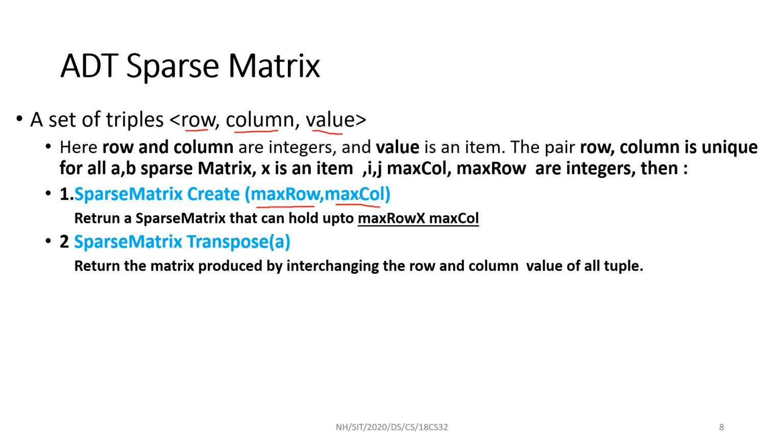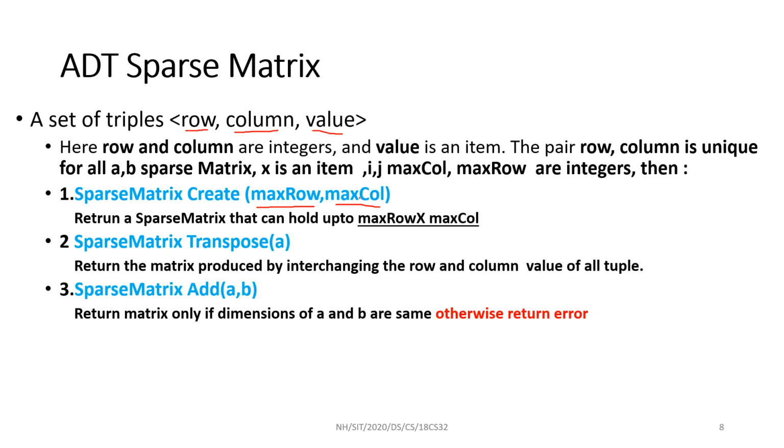The second operation is transpose. You know how to transpose a matrix. The same we can also do for a sparse matrix. The values of row and column get interchanged. The next one is addition of two sparse matrices. If A and B are two sparse matrices, then A and B are added, but only if the dimensions are proper. Otherwise, it's not possible to perform addition.